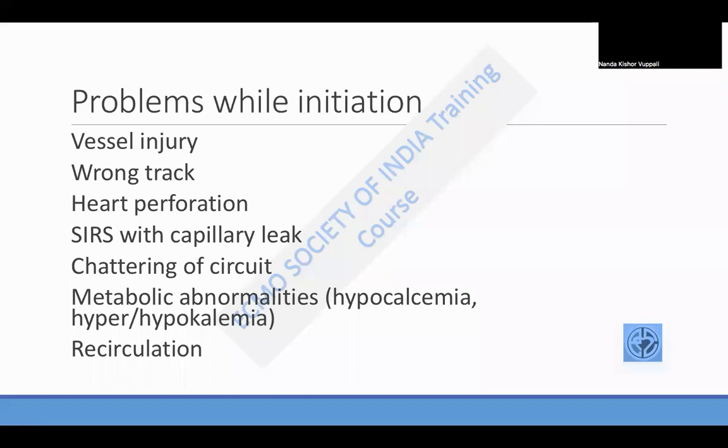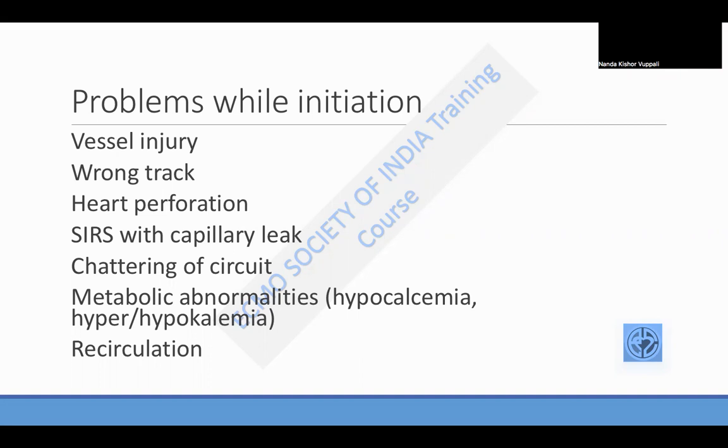There are some problems one needs to be aware of while initiating. Because we're going to cannulate the big vessels and put in a guide wire, there's a risk of big vessel injuries. And if you're not careful enough, there's always a chance of wrong track formation.